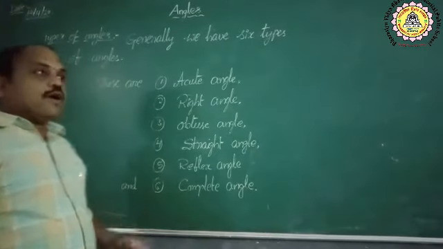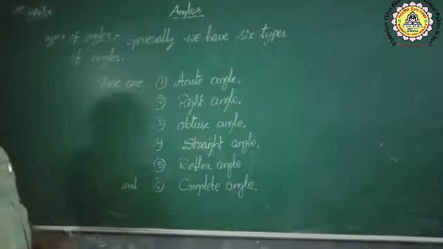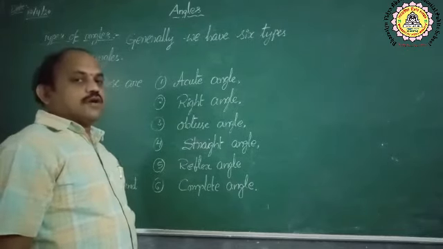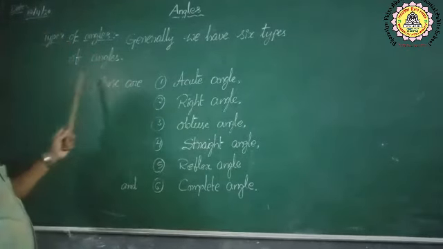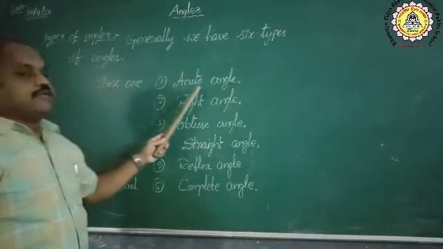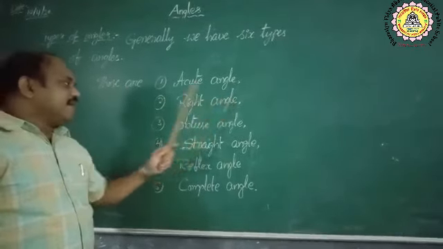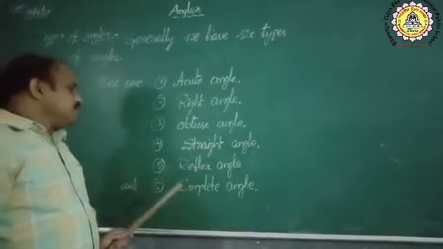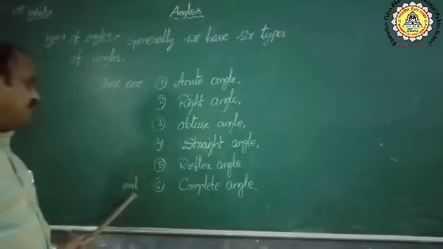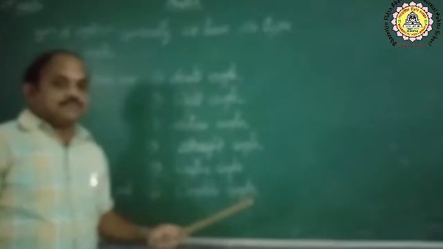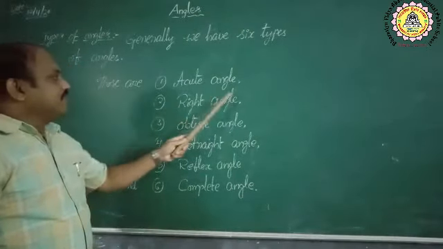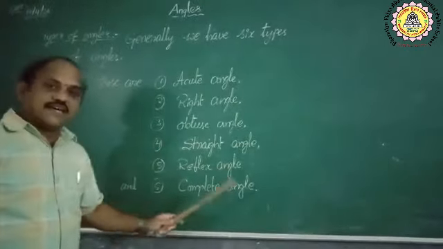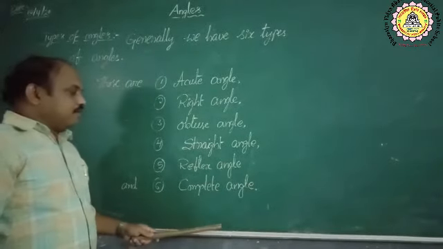Now let us know about the types of angles. Generally we have 6 types of angles. What are those? First one acute angle, second one right angle, third one obtuse angle, fourth one straight angle, fifth one reflex angle, and sixth one is complete angle.